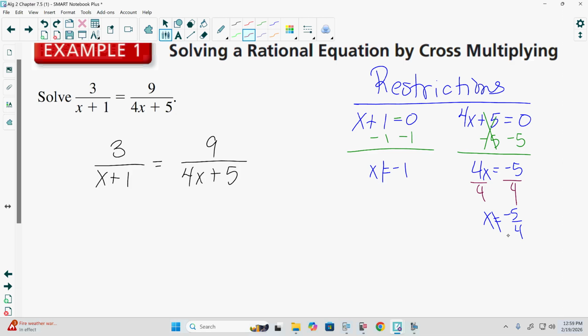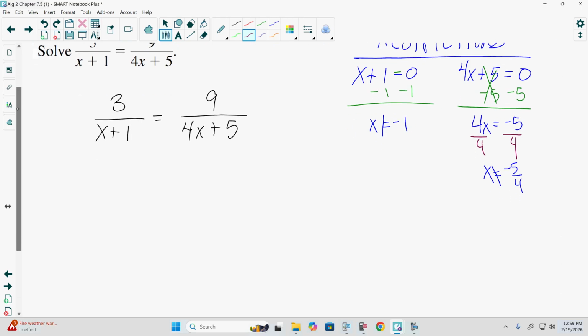And it's going to be really helpful if we solve this problem, and one of the solutions is a restriction. We can throw it out. Because if it comes up as a solution, if we get -1 as a solution, it is what we call an extraneous solution. It's a solution we get by solving, and it is correct in the solving process, but it does not work in the original context. Questions on anything so far before we start solving?